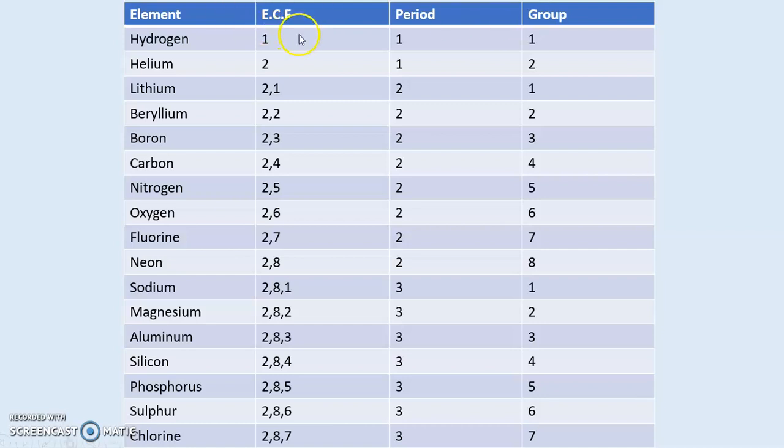Here hydrogen only has 1 shell, and the last shell has 1 electron, so it's in group 1. Helium has only 1 shell, and its last shell has 2 electrons, so it's in group 2. Nitrogen has 5 in its outer shell, so its group is 5. Let us see if we can find a better example.